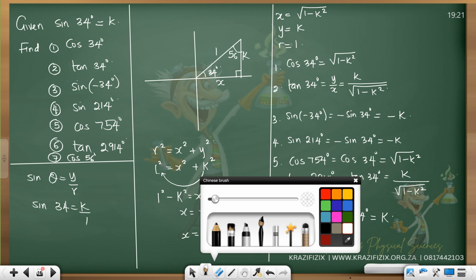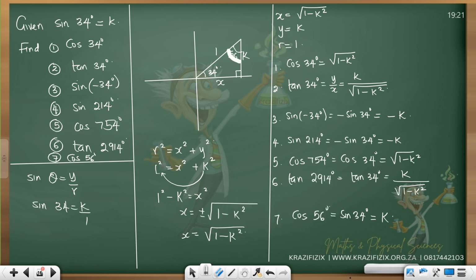Because check, if I use cos this, what is cos? Adjacent. This is my opposite now. This becomes adjacent over what? Hypotenuse. K over 1. Did it make sense, everybody?